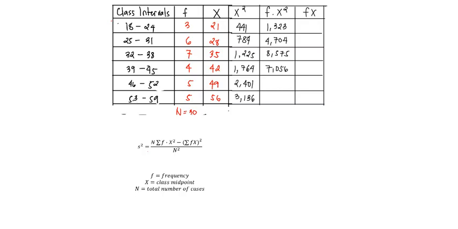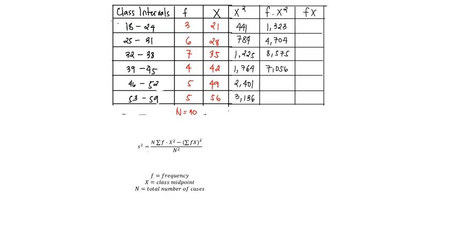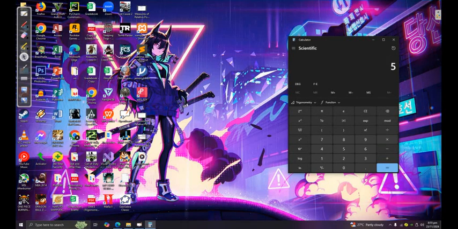And then let's do 5 times 2401, which is 12,005. And then let's do 5 times 3136, which is 15,680.